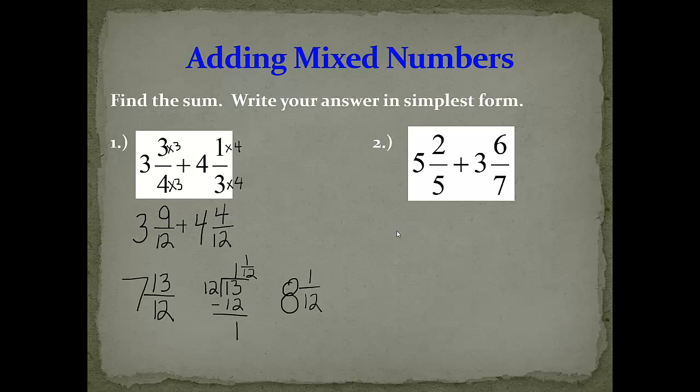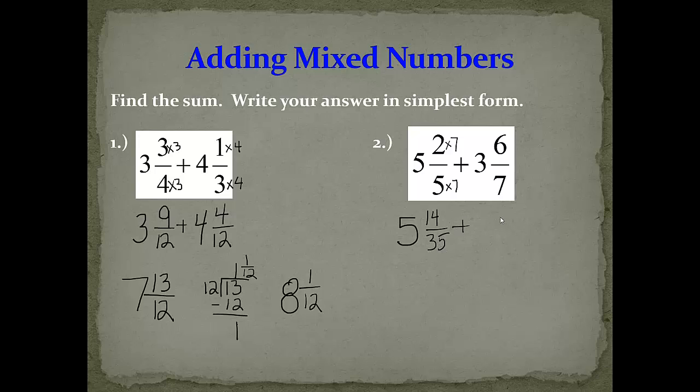Now for number 2, we have 5 2/5 plus 3 6/7. So our first step is to find a common denominator. We have 5 and 7, so our least common denominator or our least common multiple would be 35. 5 times 7 is 35, so we multiply our first fraction by 7. The whole number stays the same, and now for our numerator we have 14, and for our denominator we have 35.